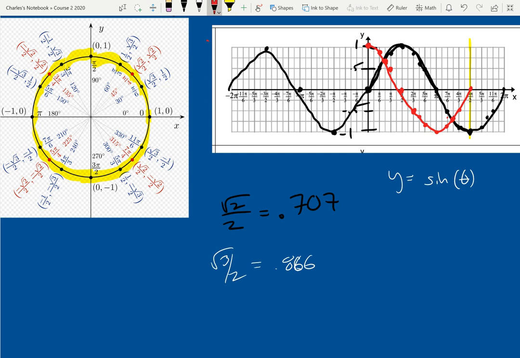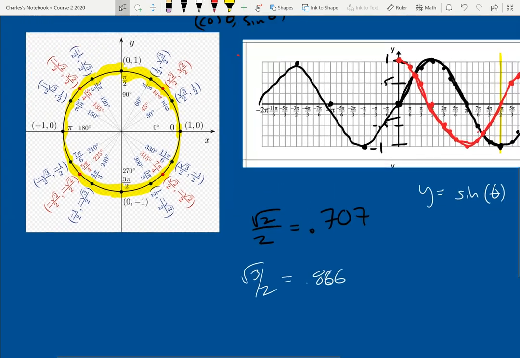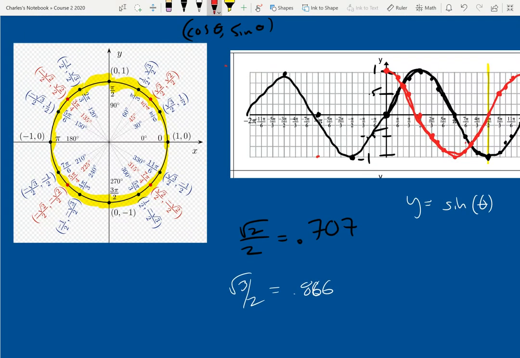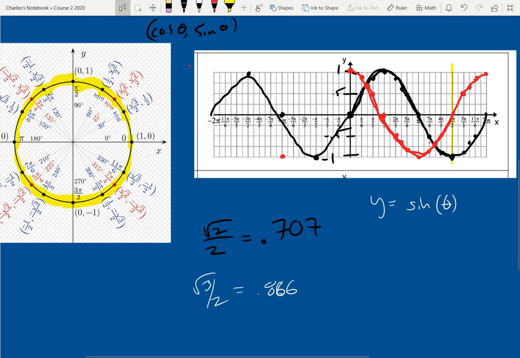So at 5 pi over 3, we have 1/2. At 7 pi over 4, sorry, we're doing the x values, we have 0.707. At 11 pi over 6, we have 0.866. And then at 2 pi, we have 1. And we're back to where we started. And so if you want to picture what this is going to look like, well, let's see, it should look something like this.